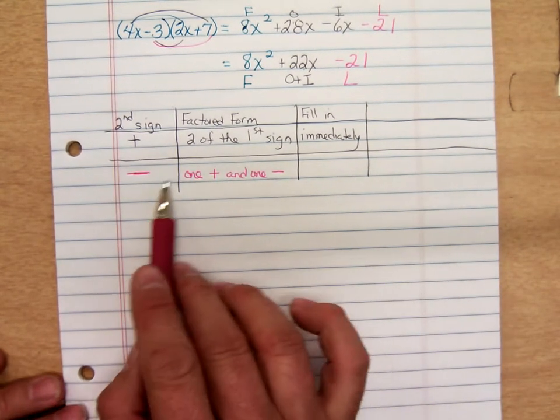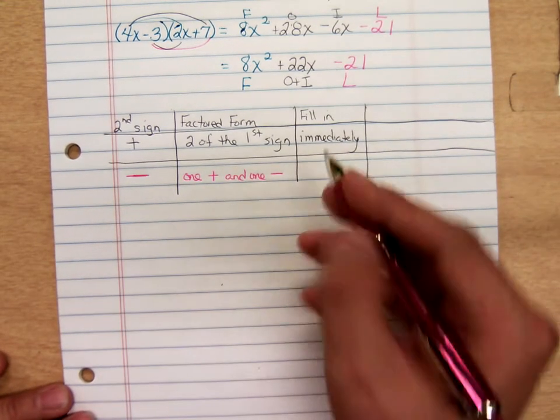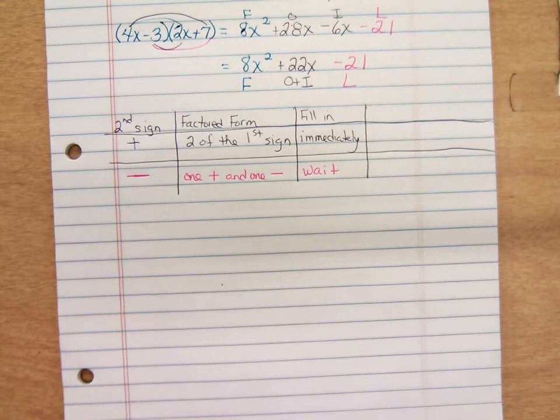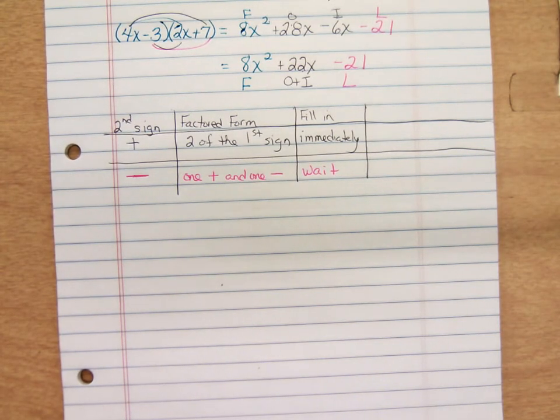Now, if this is the case, I'll wait to fill them in. I don't immediately fill them in. Why is that? Well, because you don't know where the plus goes and where the minus goes. If you want, you could just guess plus minus, and then if you get the signs wrong later, switch them, okay? A lot of people do it that way.